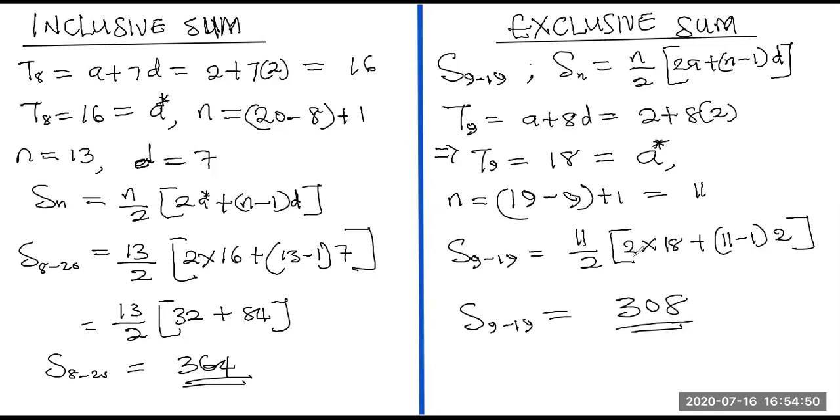Please take note that when you are solving on your calculator, solve this one separately. Add the 2 terms, they're both inside the bracket, so you add them before you multiply by 11 over 2. So you have this 308.